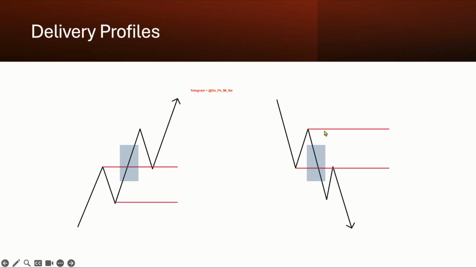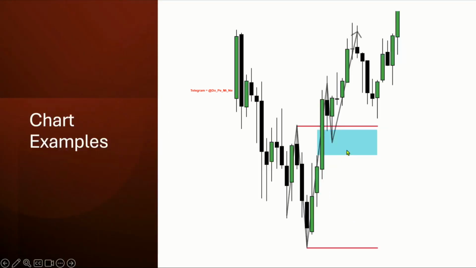Think about how I'm teaching you to look at very specific price levels. Light bulb. Let's take a look at some chart examples. What I will do is I will take you through the potential scenarios of a balanced price range taking place.